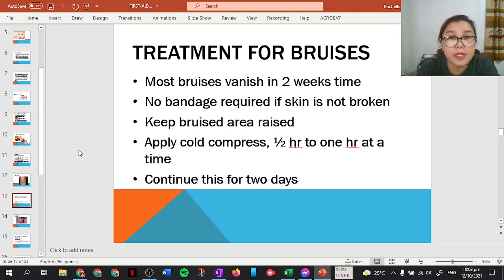So keep bruised area raised, apply cold compress sa incident mismo right after having it. So 1/2 hour to 1 hour at a time. Continue this for 2 days. Para lang kumbaga hindi na mag-discolor pa.